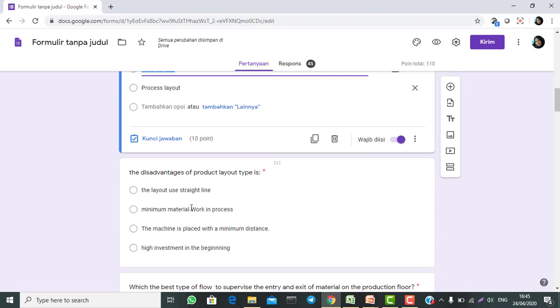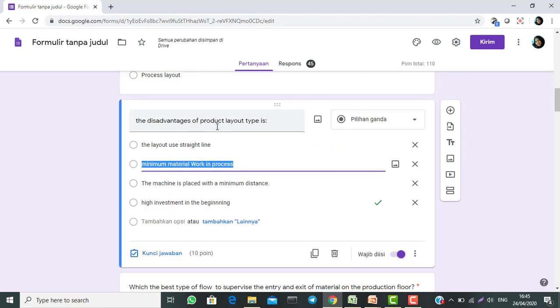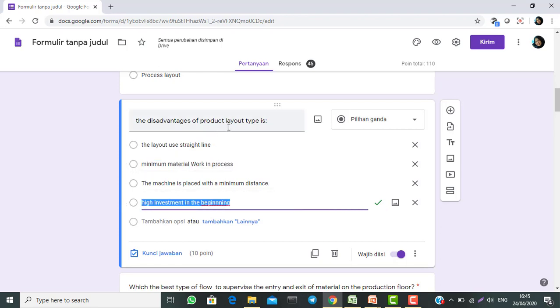And then question number 3, the disadvantages of the product layout type. Be careful, you have to investigate the options and please don't be misled by another definition, which is the process layout, because it has a similar meaning but actually there is a very big gap between these terms. So the disadvantage of product layout is high investment in the beginning. Why? Because in product layout, the machines will be grouped based on the products produced in the company.